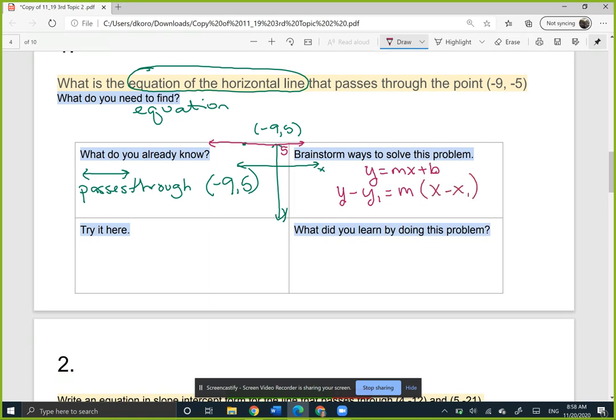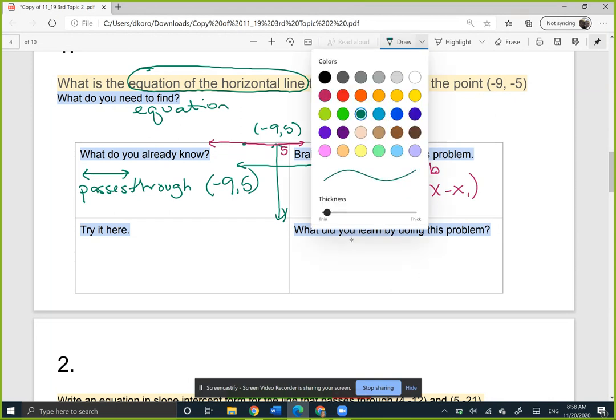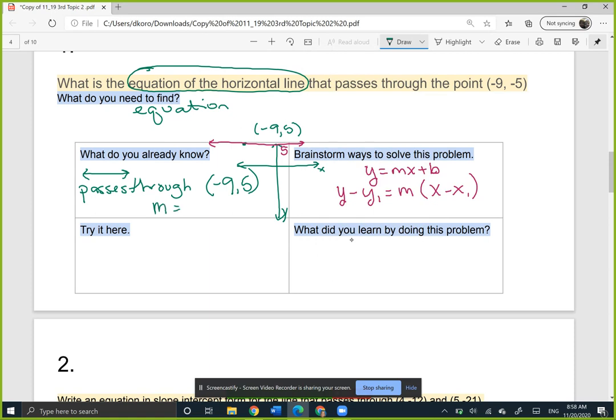Another thing we already know, since this is a horizontal line, is what my slope is. My slope is 0. So that's going to be really important. I have a point and I have a slope, and I can use either equation. Quite honestly, I like to use this one here, but either one is okay.